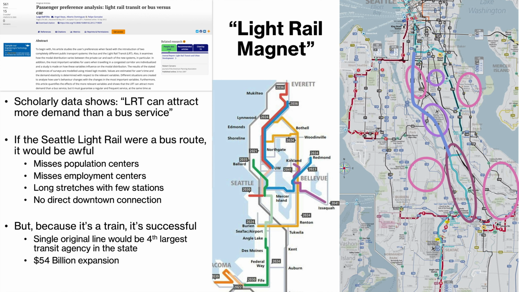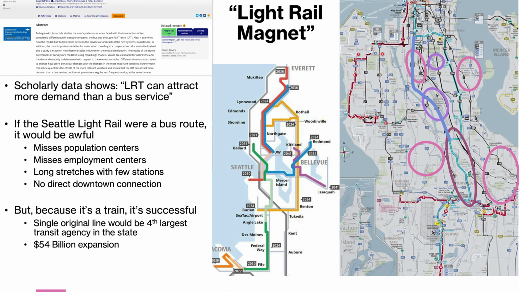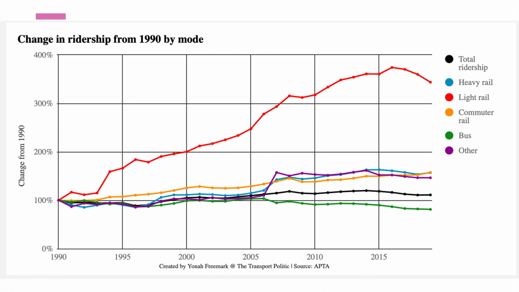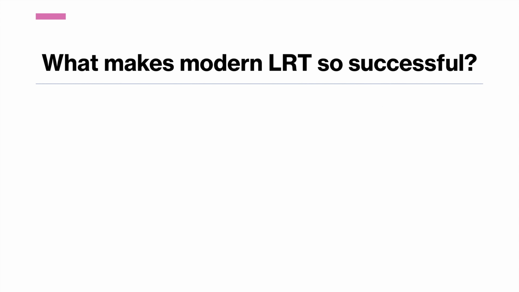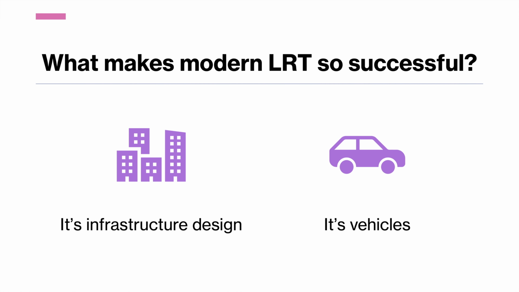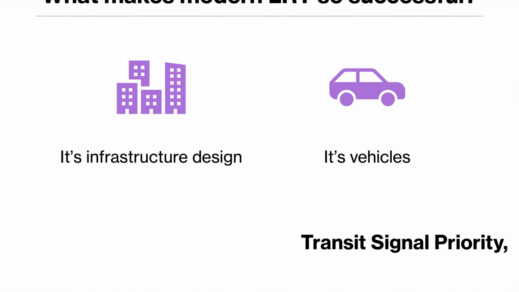And this ultimately endeared the entire region to the concept of light rail, and they approved a $54 billion expansion, one of the largest transit projects in a single city in U.S. history. And so, as a result, ridership has seen a growth on light rail more than any other means of transportation over about the past 30 years, as you can see from these data here. And again, you might be wondering, what makes light rail transit so successful? Well, I think it comes down to two things. First off, its infrastructural design, and second off, its vehicles.